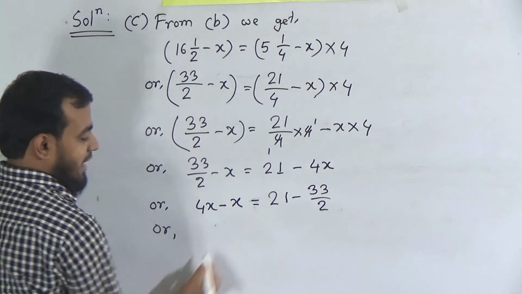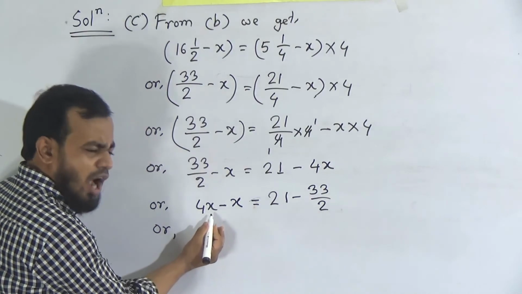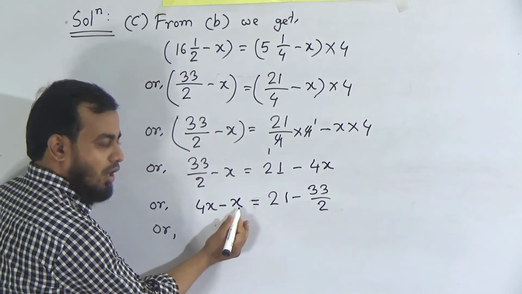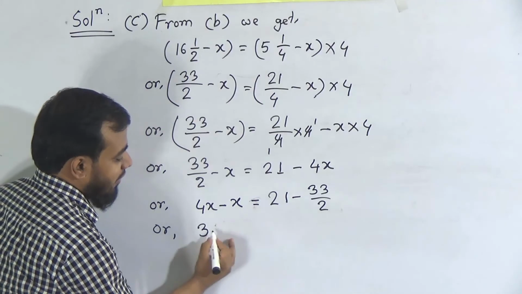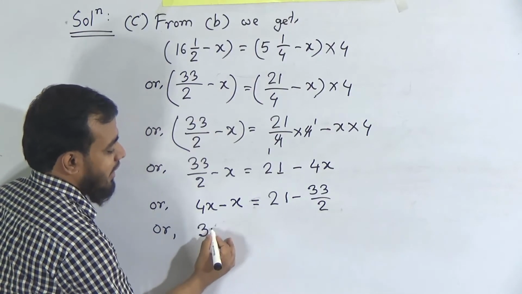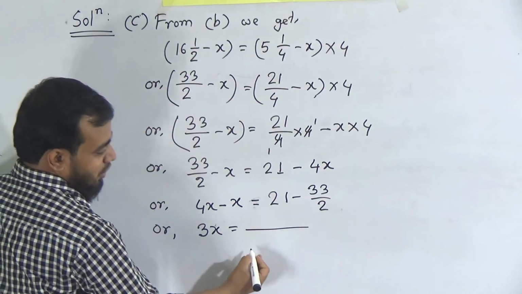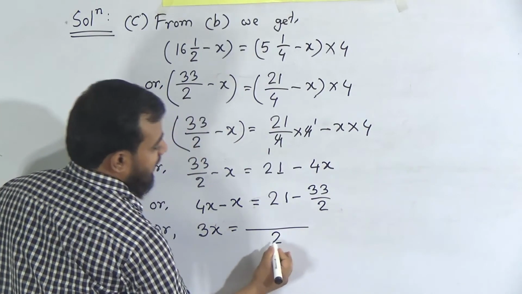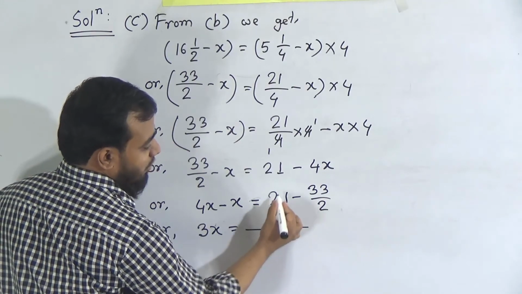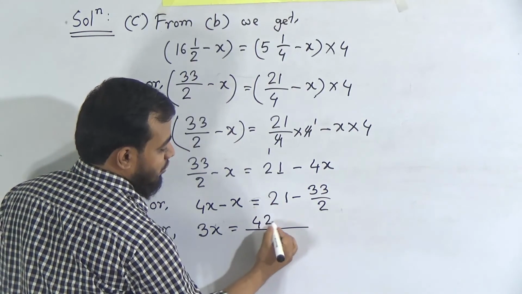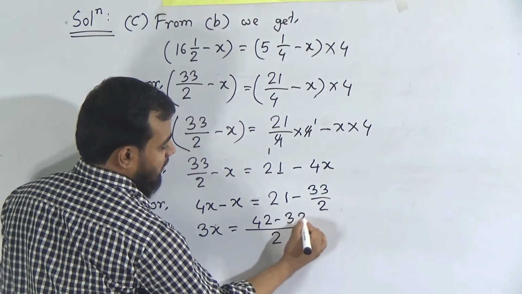Now 4x minus x. Suppose this x is equal to cow. So 4 cows minus 1 cow equal to how much? 3 cows. That means 4x minus x equals thrice x. That's equal to, it's a simple subtraction. The LCM is 2. 2 divided by 1 is 2, 2 multiplied by 21 is 42, minus 33.